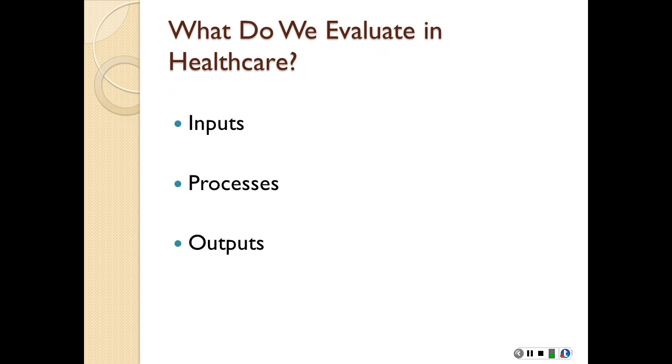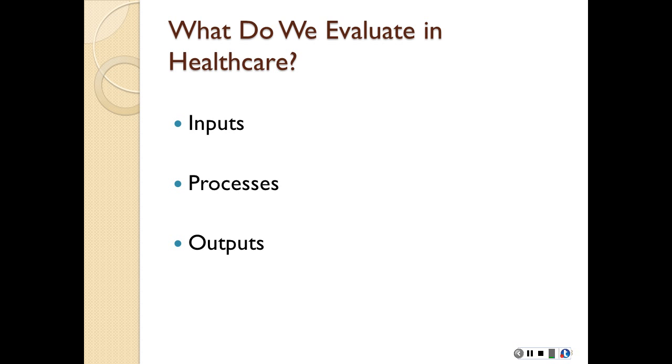So why are we evaluating healthcare? What are we evaluating? Three main things we can evaluate. We can evaluate the inputs, the process, and the outputs. Inputs are the things that go into our healthcare system, so we're talking about money and materials that feed the system. Processes of care are actually what is taking place, how things are taking place within the healthcare system. And the outputs are the effects of those processes. So we have inputs, processes, and outputs.